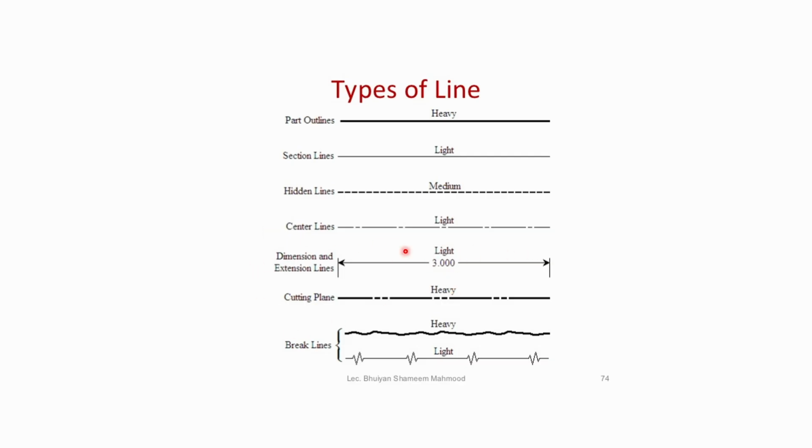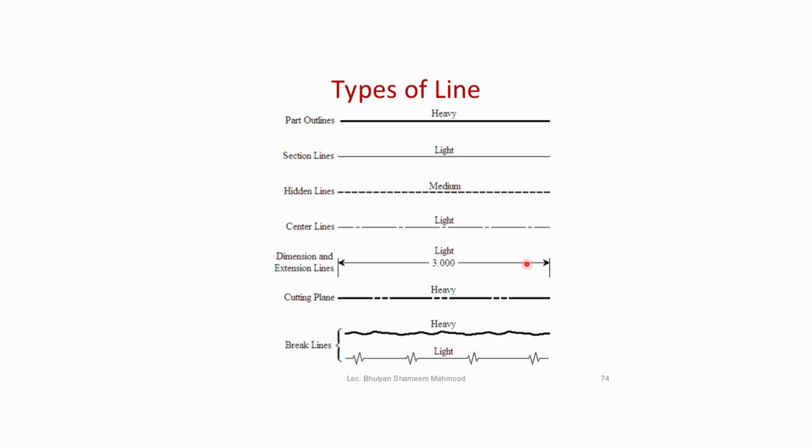Dimension lines. So your dimension lines are this right here with the arrows on it, and you have extension lines, which are here, and those will run up from the part to the dimension lines to show you the size of the item.